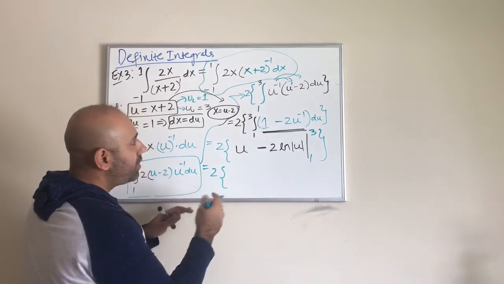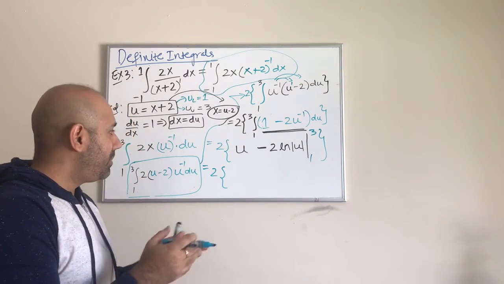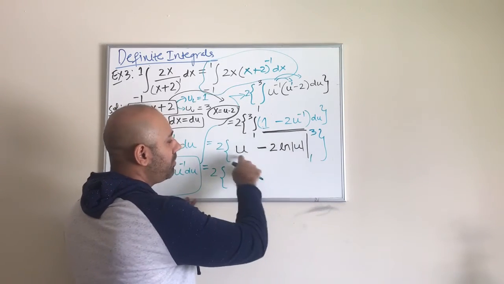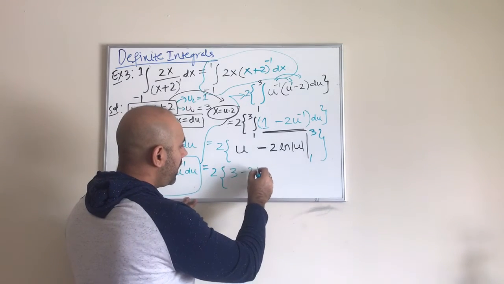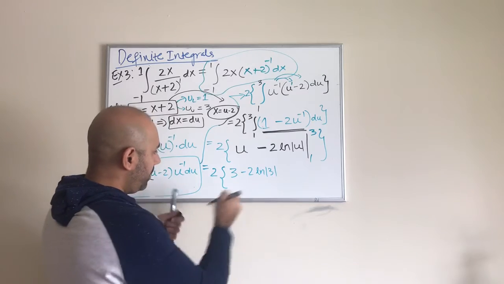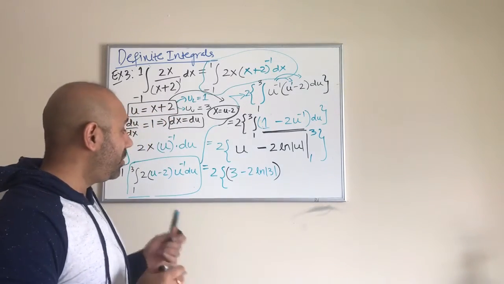Now we have to use the fundamental theorem of calculus, which simply says that you just have to substitute the upper limit and the lower limit for the variables here. So it's 3 minus 2 ln of 3. I am going to put this in parentheses as well. Any binomial we like to put in parentheses.